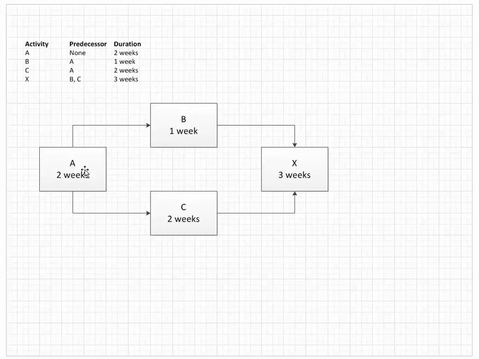So there are really 2 paths through this network. The first path through this network is going to be A, B, and X. And that has a duration of 2 plus 1 plus 3 is equal to 6 weeks total. So let's just open this up here. Okay, so that's one path through the network.